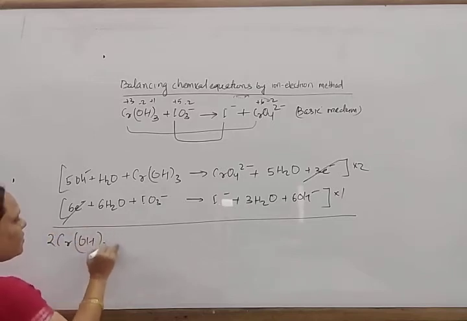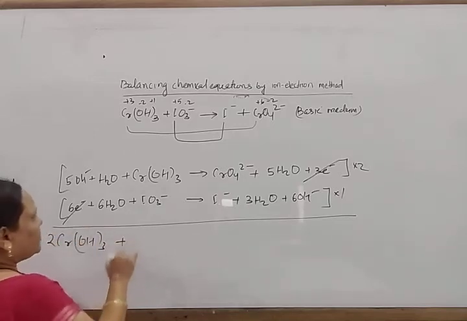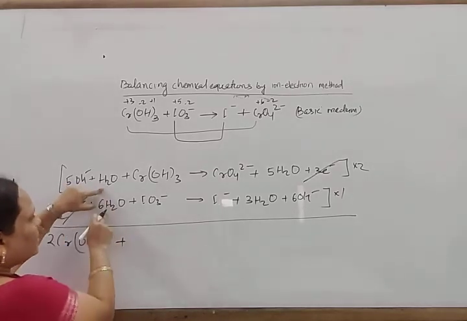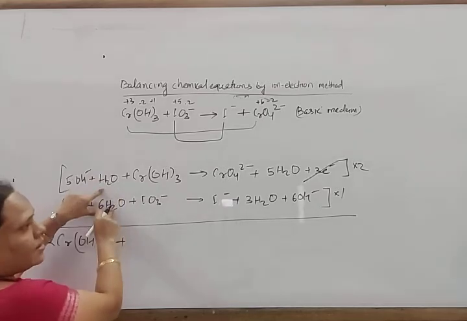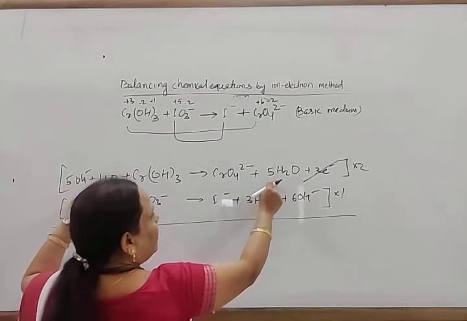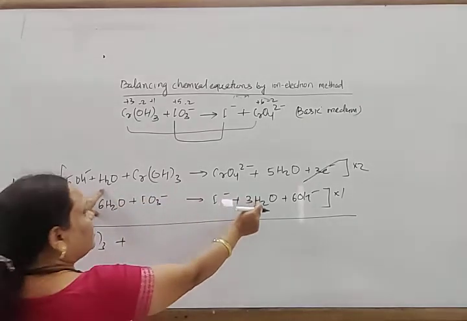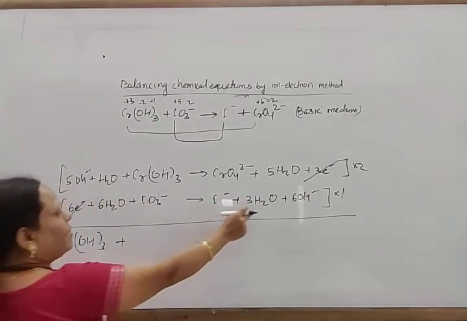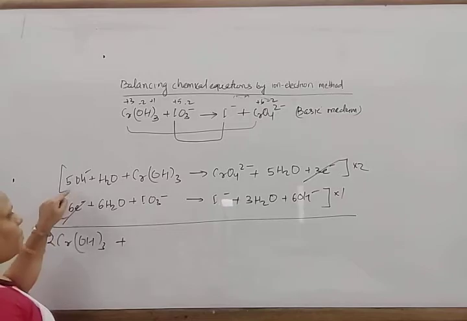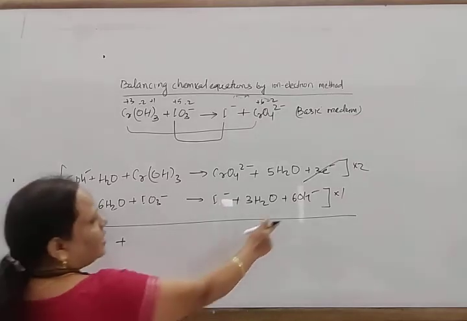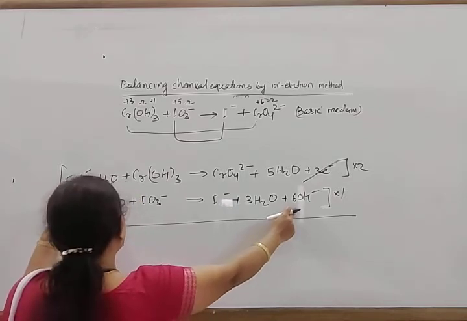Now 2 into Cr(OH)3 plus, how many water molecules are there? Here 2 water, 6 water, total 8 water, and on this side 10 plus 3, 13 water. So the number of water molecules on this side is more. Okay, we have to write the water molecules on this side. And how many OH minus ions? Here 10 OH minus ions are there, and here 6 OH minus ions are there.